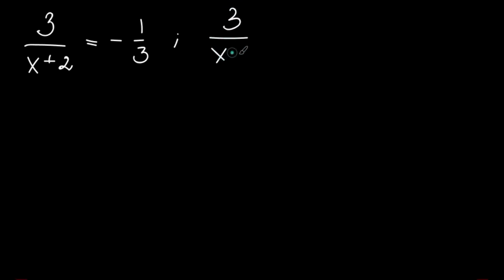Let's say we have 3 divided by x plus 2 and it is equal to minus 1/3. Now we move minus 1/3 to the other side and we get that it is 3 over x plus 2 plus 1/3 is equal to 0.